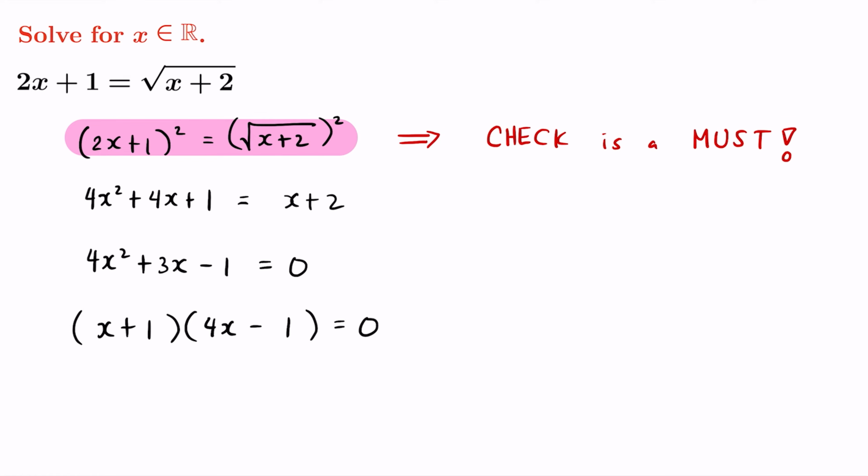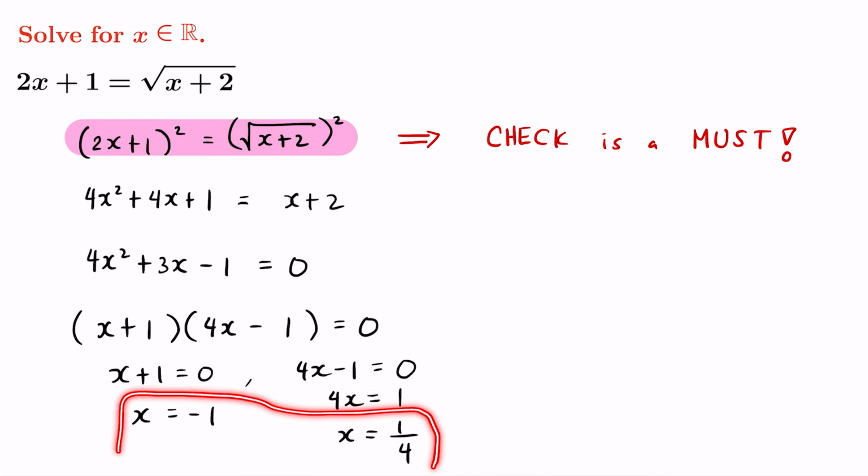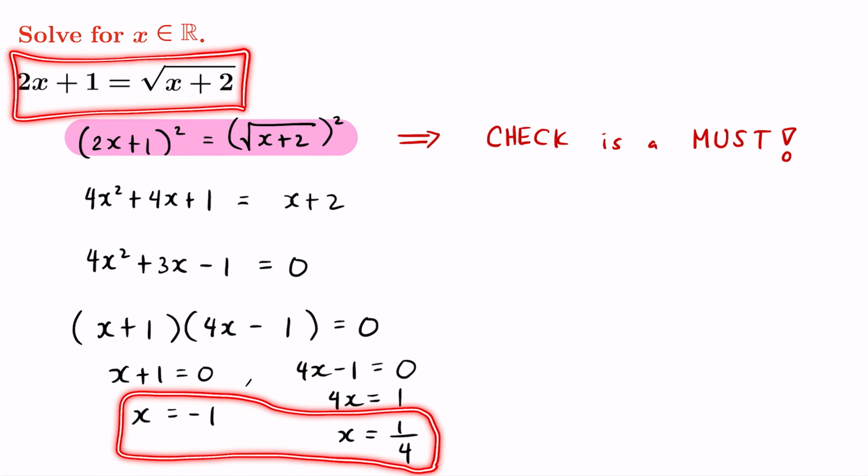And now we equate each factor to 0. So x + 1 = 0 and 4x - 1 = 0. This will give us x = -1, and here we'll get 4x = 1, so that is x = 1/4. Now let's proceed to our last step, which is checking these obtained values of x. Are both of these x values solutions to our original equation?